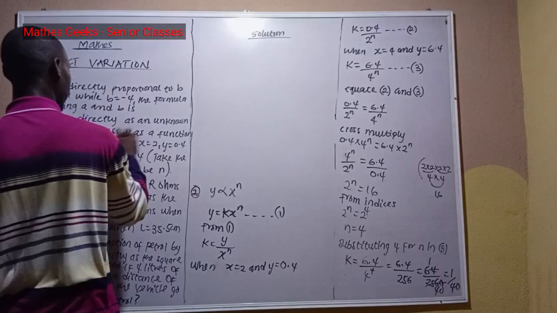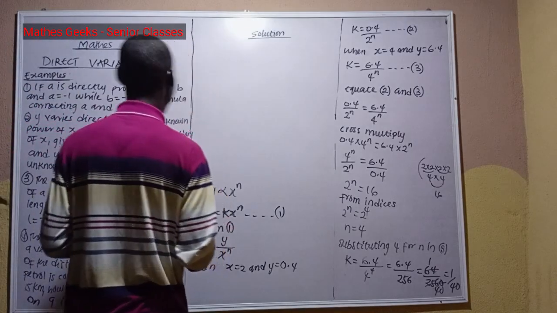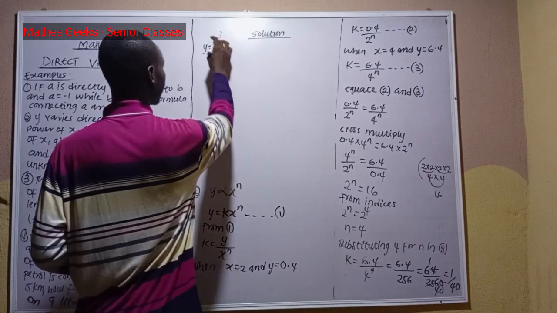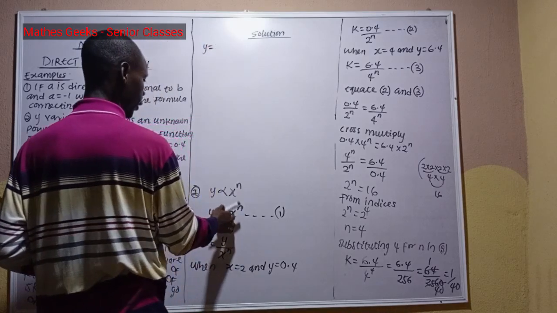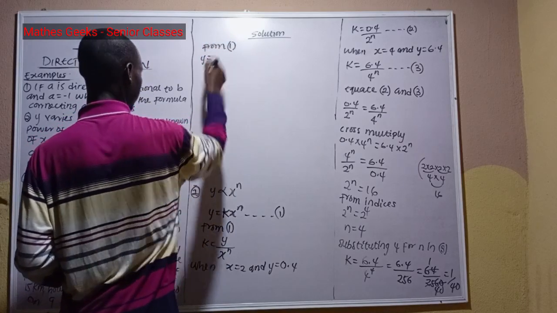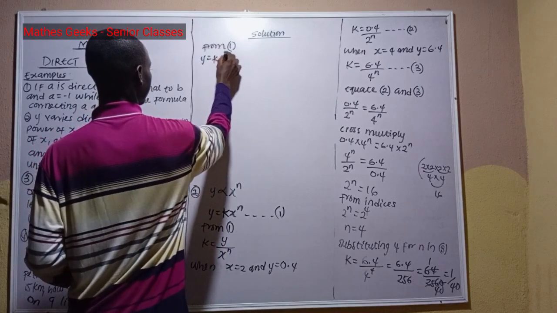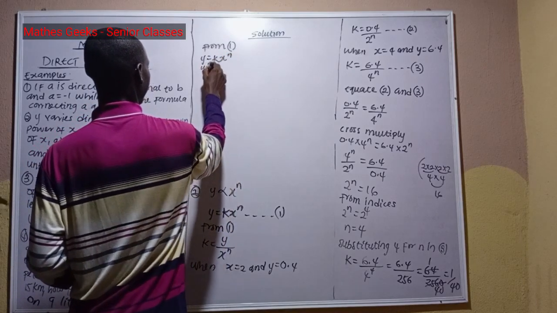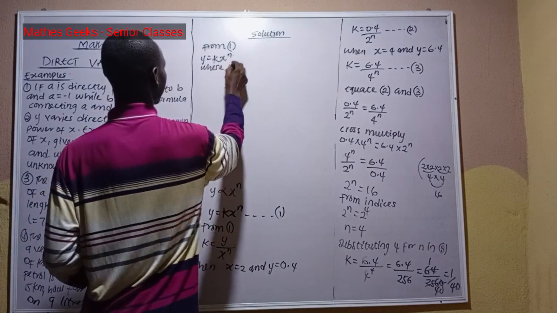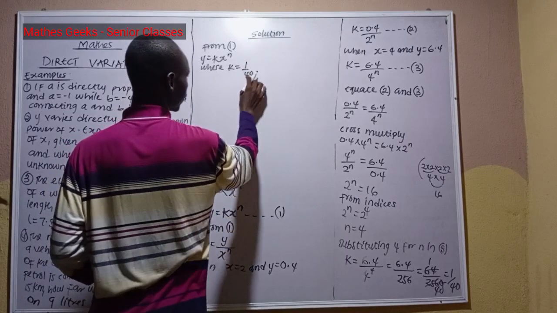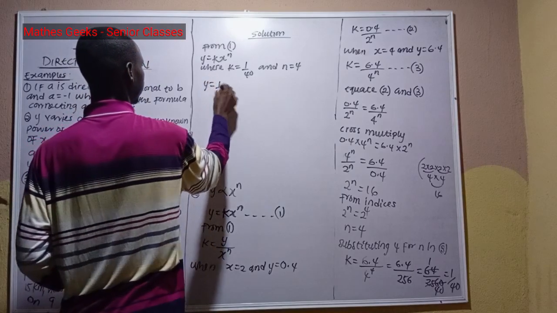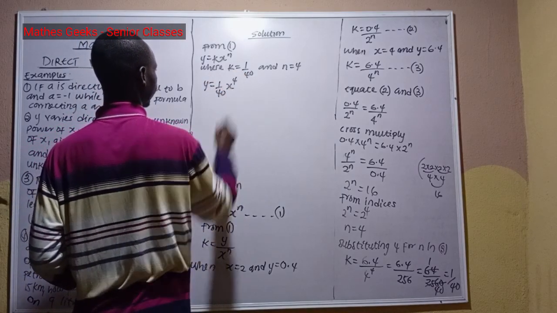Since the question said we should express y as a function of x, it means that we should find the formula connecting y and x. So the formula is y is equal to kx raised to the power n, where k is equal to 1 over 40 and n is equal to 4. So y is equal to 1 over 40 x raised to the power 4.